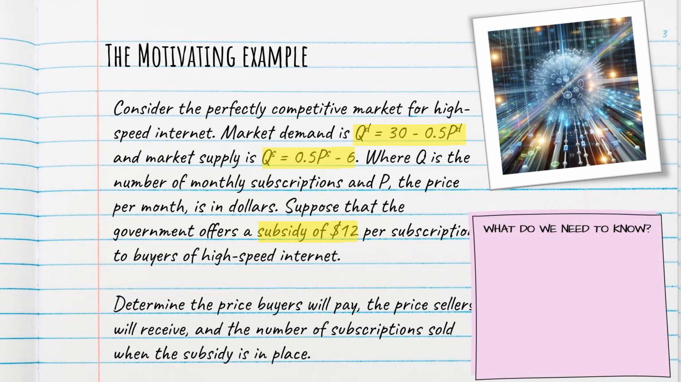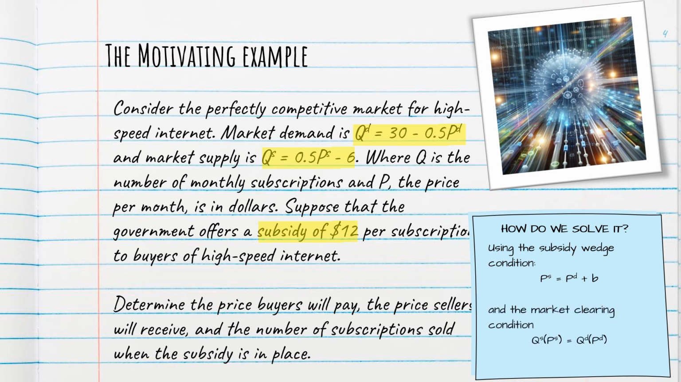What do we need to know to answer this question? We need the demand curve, the supply curve, and the size of the per unit subsidy. How do we solve this question? We need to apply the subsidy wedge condition, which tells us that the price sellers receive is equal to the price buyers pay plus the size of the subsidy. In addition to this subsidy wedge condition, we need our market to clear, so we need the quantity supplied at the seller price to equal the quantity demanded at the buyer price.